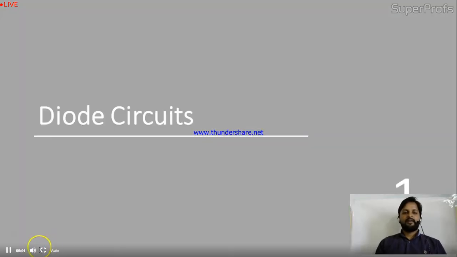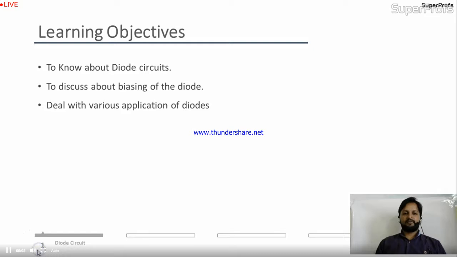Is it okay? Now, for the first unit, diode circuits, what is the learning objective? To know about diode circuits, we'll learn how the diode works and see the diode characteristics. We'll discuss the biasing of the diode, how we can connect the diode with respect to the battery. Then next, we'll deal with various applications of the diode. Is it okay? So let's start the diode.